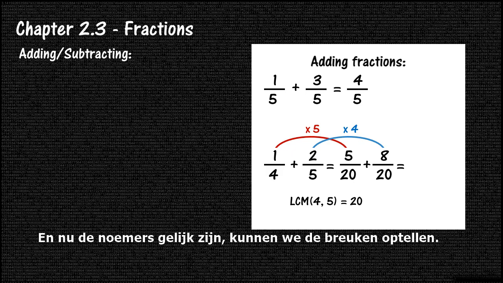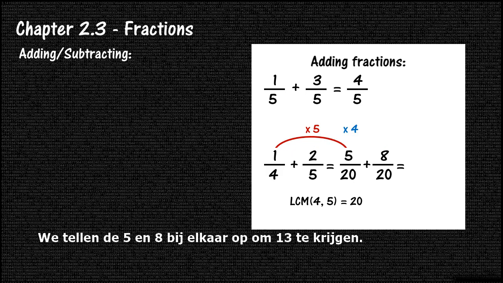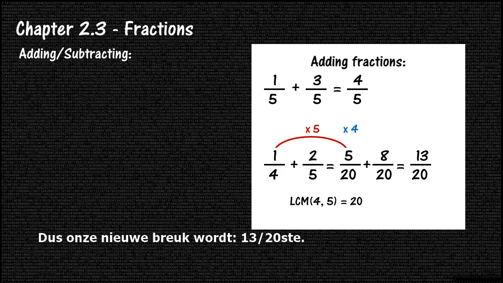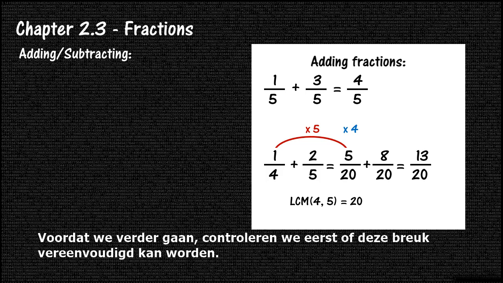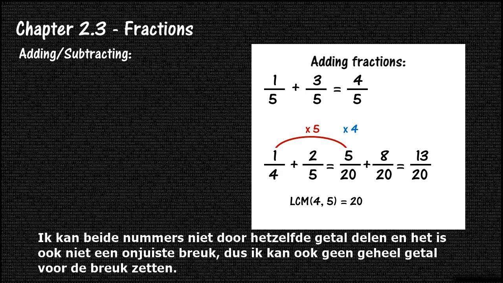Now that the denominators are the same, I can add the fractions. We add the 5 and the 8 to get 13 and the denominator stays the same. So our new fraction becomes 13/20. Before we continue, we should check whether this fraction can be simplified. No, I can't divide both numbers by the same factor, and it's not an improper fraction, so I can't bring a whole number in front of the fraction.